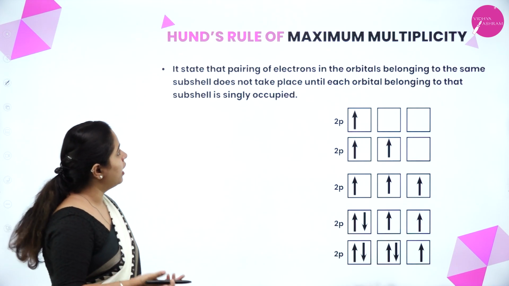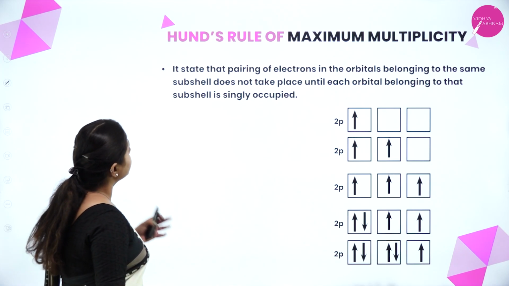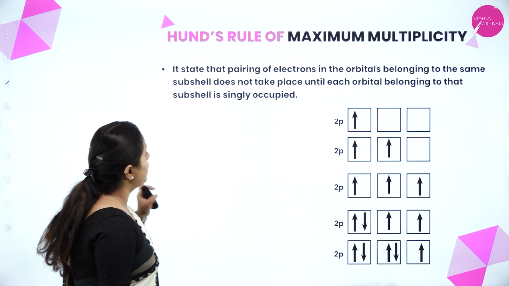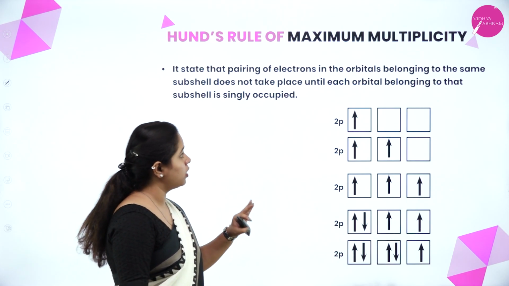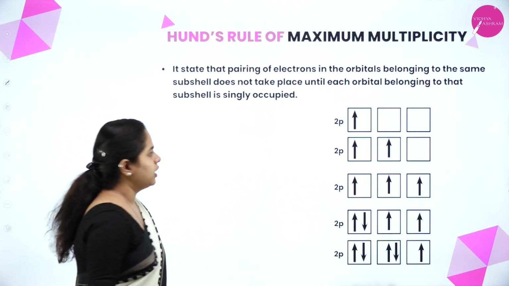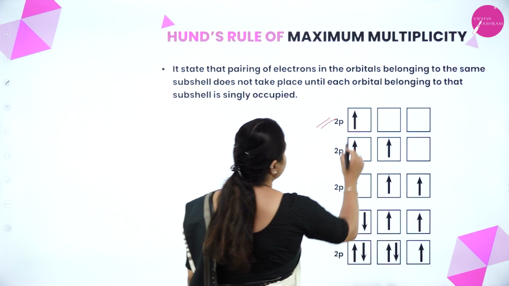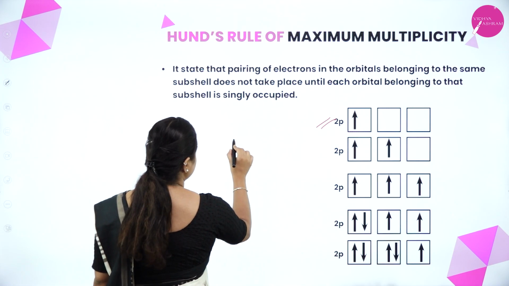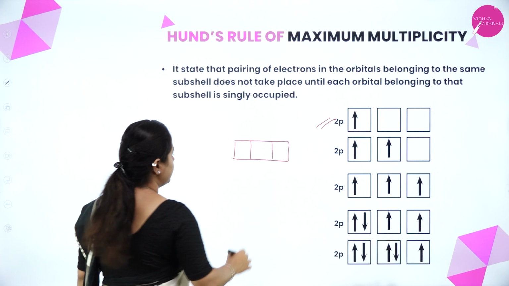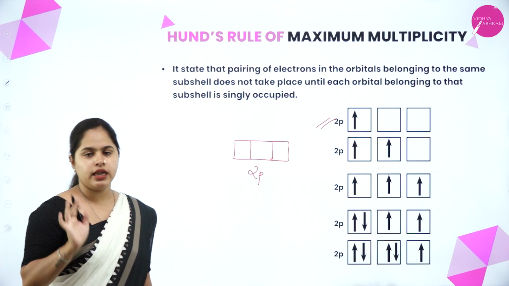Now, moving on to the last rule, that is Hund's rule of maximum multiplicity. It states that pairing of electrons in the orbitals belonging to the same subshell does not take place until each orbital belonging to that subshell is singly occupied. Now, what is this? Let us consider this particular 2p orbital that is represented here. Okay, so we know that in p subshell there are 3 orbitals, right? Yes, this is 2p that I have considered here. Yes, and there are 3 orbitals.